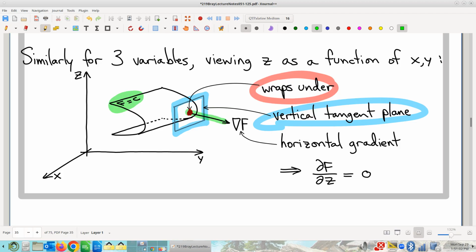Vertical tangent plane means horizontal gradient, and again, you think geometrically, what does that tell me about this gradient vector? And it's made up of partial derivatives, and if it's horizontal, that means the third one is 0. So the z partial is 0. How are we doing? Everybody buying it?